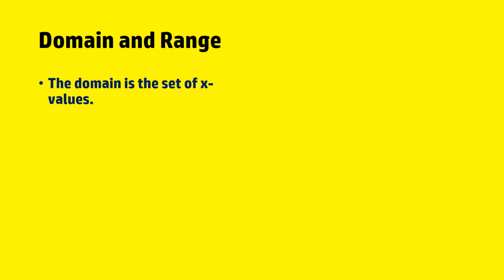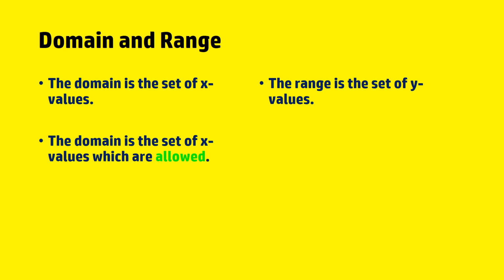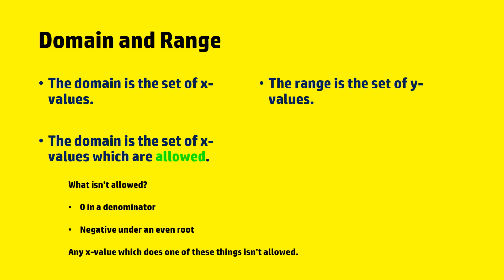So the domain is the set of x values and the range is the set of y values. The domain is the set of x values which are allowed. Sometimes we say permissible. Well, what isn't allowed? These are the two domain issues. 0 in a denominator, negative under an even root. Any x value which does one of those things isn't allowed.